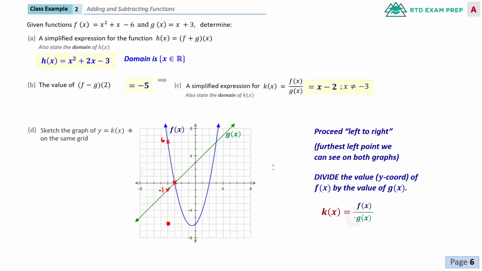Let's jump to where f is at -4 and g is at +1. -4 divided by +1 makes -4. Let's jump to where x is 0. Here, f has a height of -6 and g has a height of +3. -6 divided by +3 makes -2. Maybe I'll do one more. Here, at x is 3, f has a height of 6 and g has a height of 6. 6 divided by 6 makes 1.